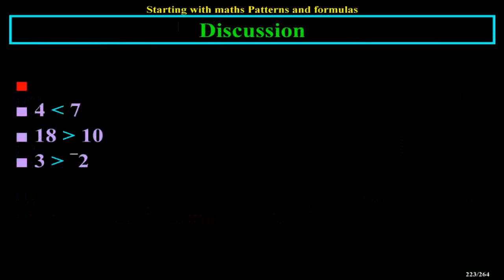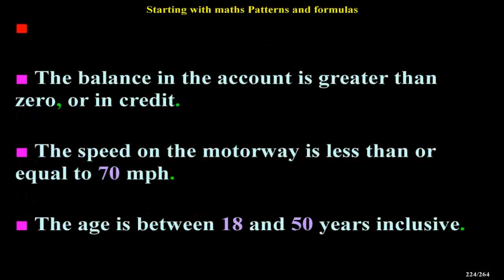Discussion. The balance in the account is greater than 0, or in credit. The speed on the motorway is less than or equal to 70 mph. The age is between 18 and 50 years inclusive.